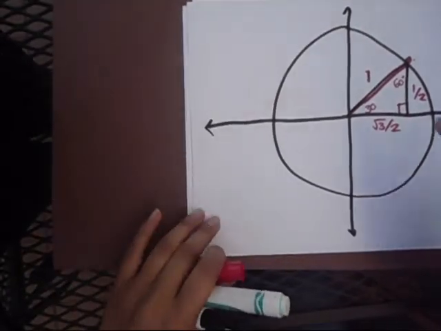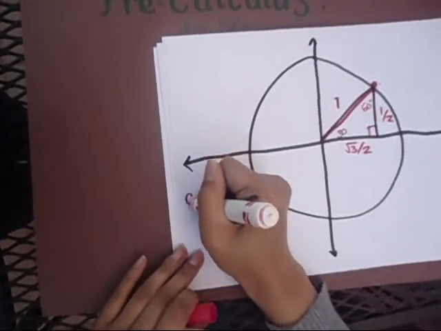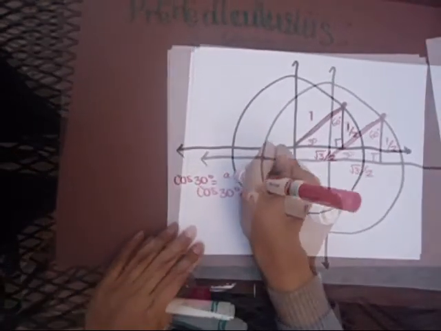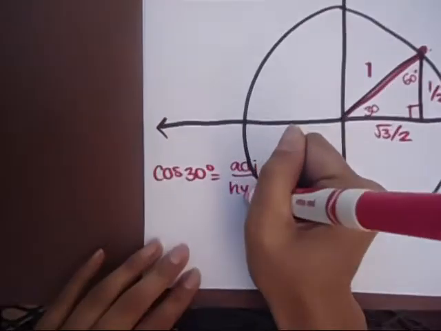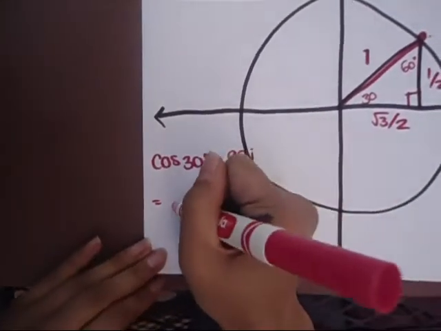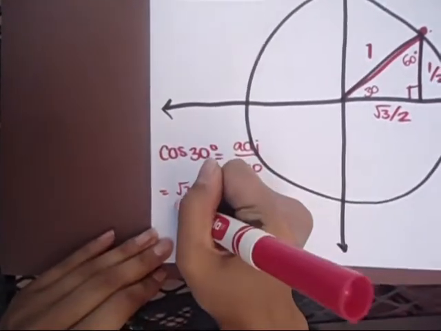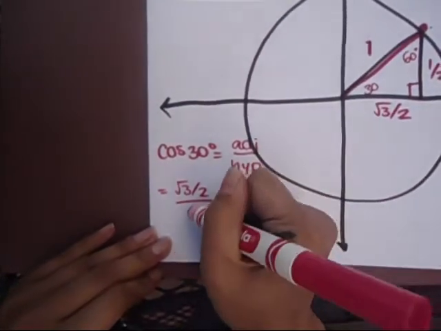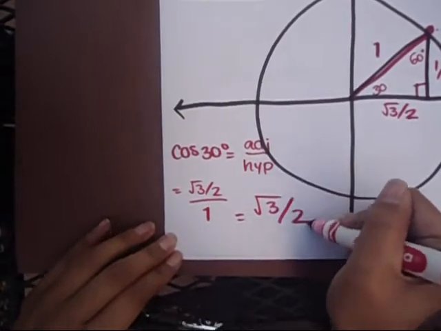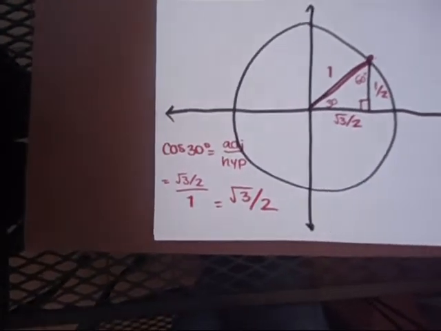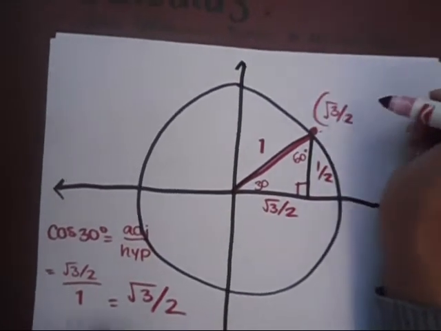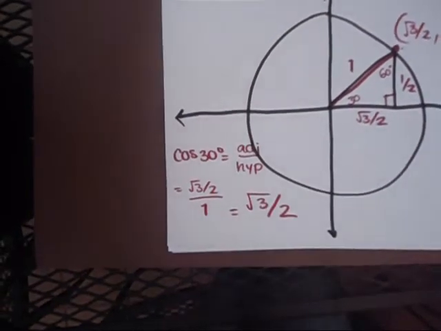So let's try to find this point right here. How we do that is we find the cosine of 30 degrees. It's going to be adjacent over hypotenuse. The adjacent of 30 degrees is radical 3 over 2, all over the hypotenuse, which is 1. So your cosine is radical 3 over 2. That is going to be our x coordinate, radical 3 over 2.